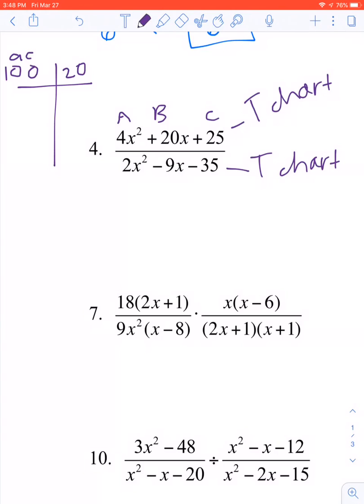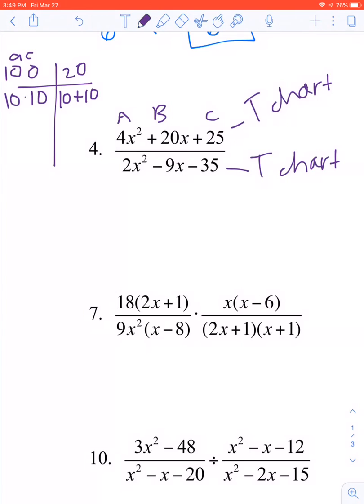Please pause this video right now and use your calculators or your phone to find numbers that multiply to 100 or add up to 20. When you get it figured out, please continue playing the video. All right, so we came up with 10 times 10 to equal 100, or 10 plus 10 to equal 20.